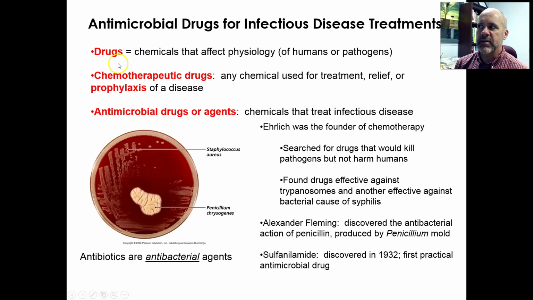So of course, drugs. This term drug refers to chemicals that affect physiology, so the function of living things. Those drugs could affect human physiology. Many drugs that we take do that. But in this chapter, since this is a microbiology class, we're mainly going to be focusing in on chemical drugs that affect microbial physiology. And of course, the goal is to kill them and get rid of them from our bodies.